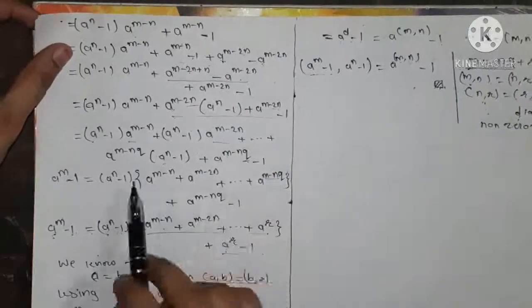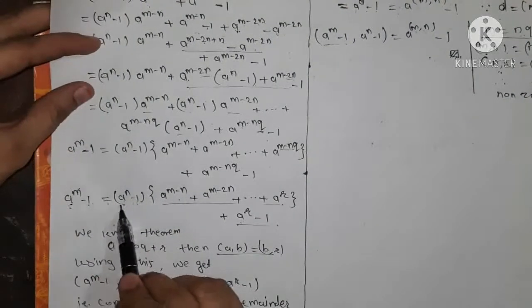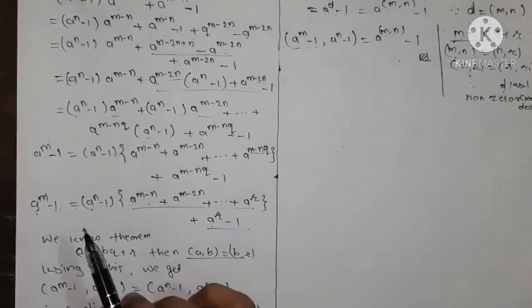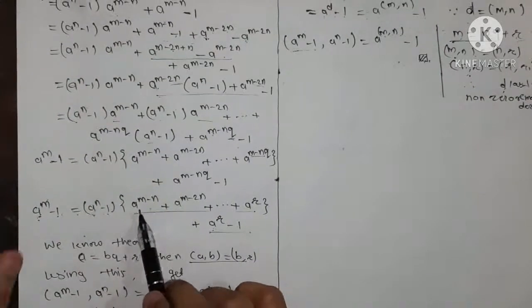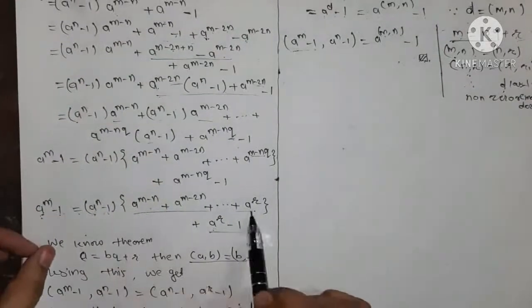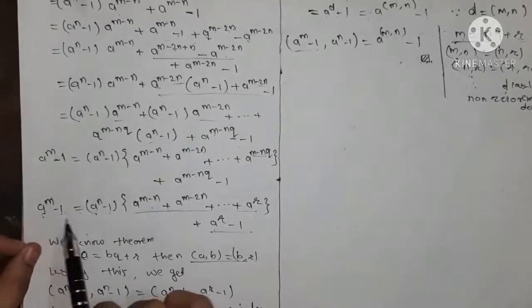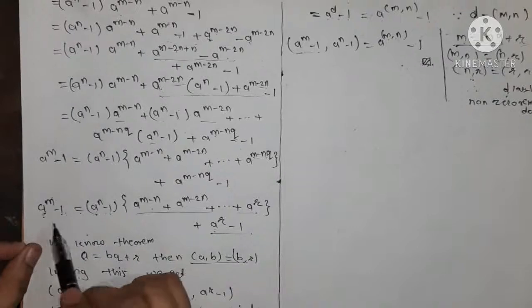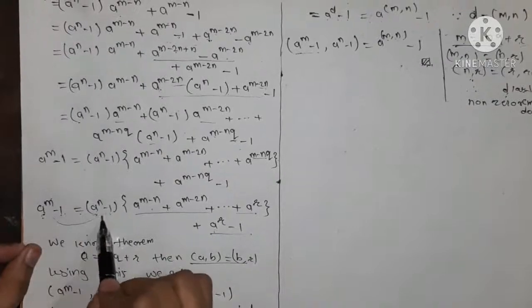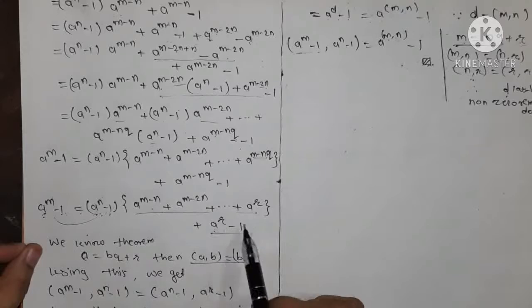So this gives us a to the power m minus 1 as a multiple of a to the power n minus 1, into, in brackets, a sum of terms, plus a to the power r minus 1. We write it in the form of a division algorithm, and therefore the GCD of a to the power m minus 1 and a to the power n minus 1 is the same as the GCD of a to the power n minus 1 and a to the power r minus 1.